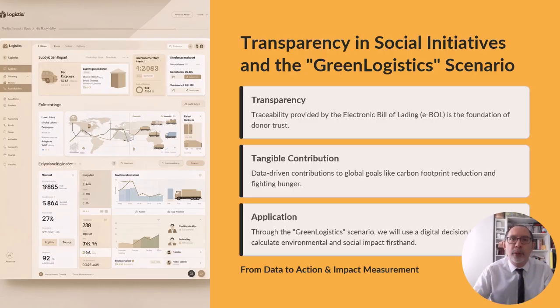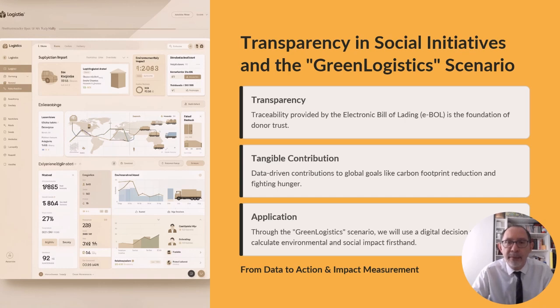In the final stage of our training, we will see how these technical processes meet social consequence and transparency. The greatest capital of a social initiative is trust. A donor wants to know where their product went, how it was utilized, and how much benefit it provided. This is where the electronic bill of lading (e-bill) comes into play. These digitally generated documents track every kilogram of food, increasing transparency and making the process auditable.